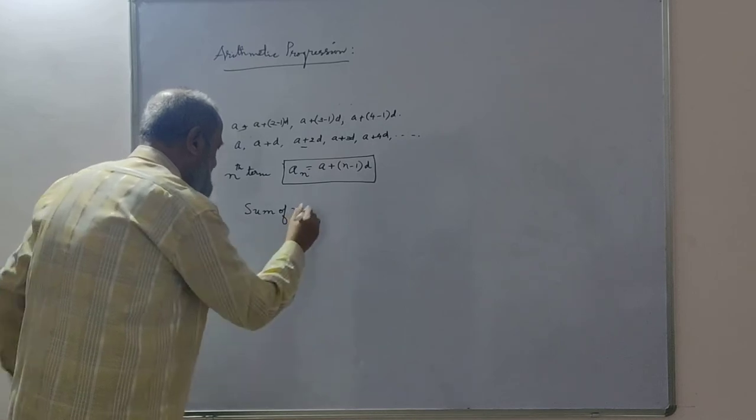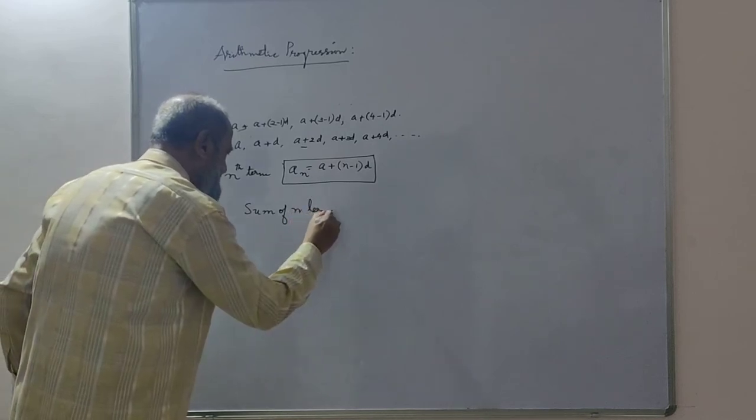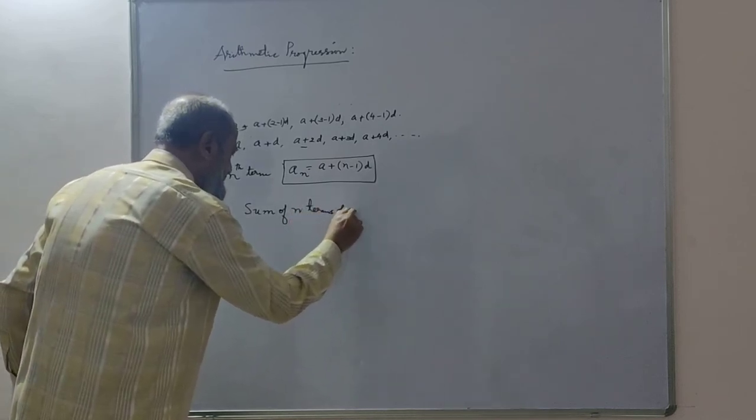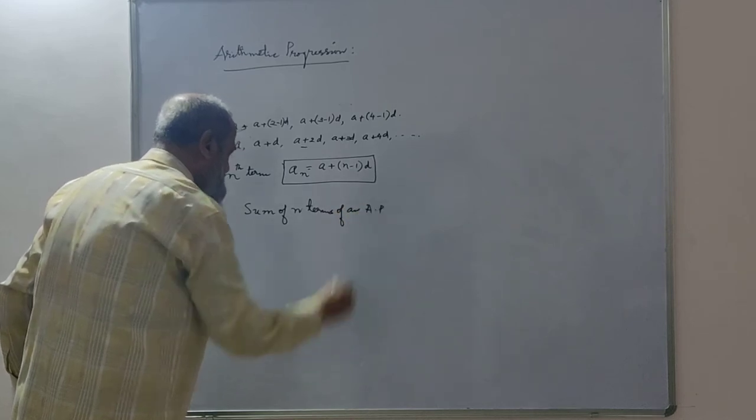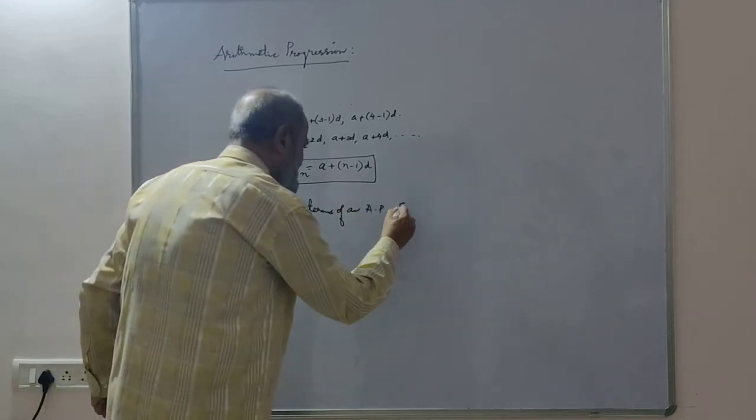Sum of n terms of an AP means the sum of n terms of an arithmetic progression, or AP. This is denoted by Sn.